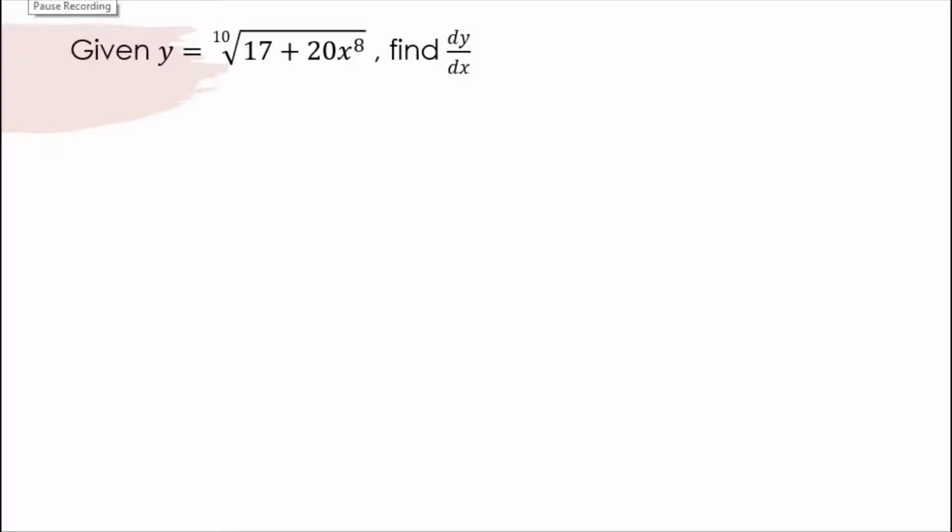Here's another example where we can use the chain rule. Here we have y equals the 10th root of 17 plus 20x to the 8th power. We will use the chain rule. First of all, we need to switch this radical into an exponent.